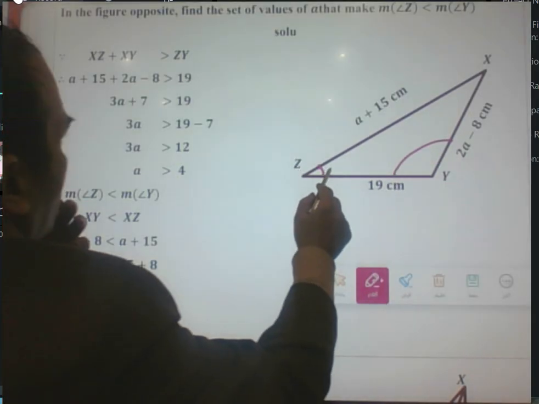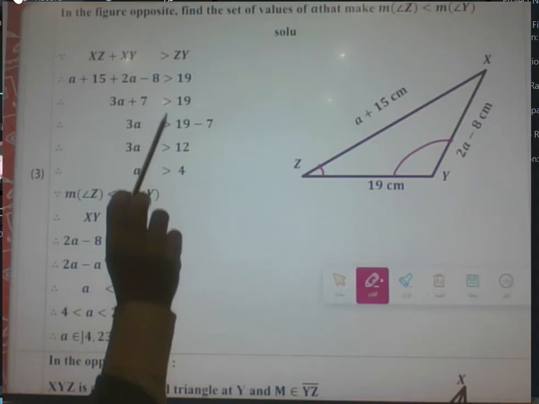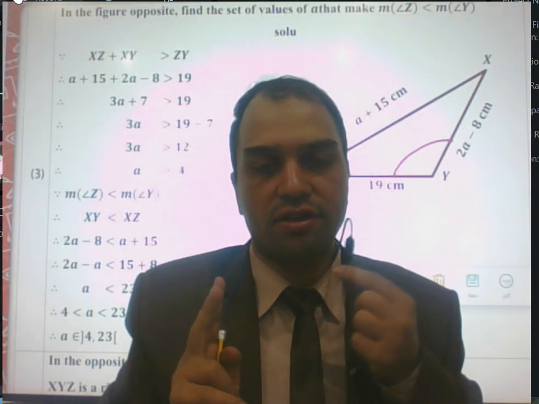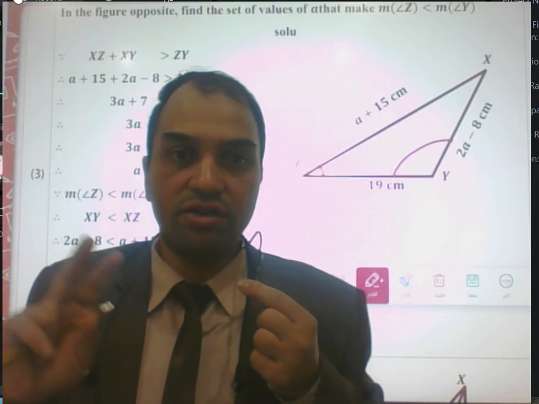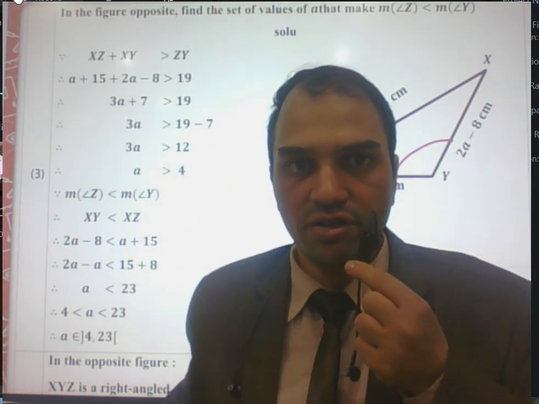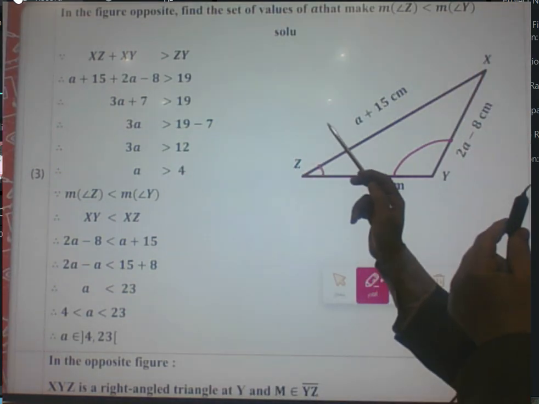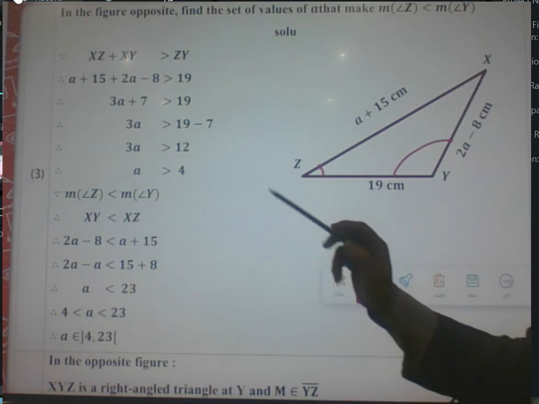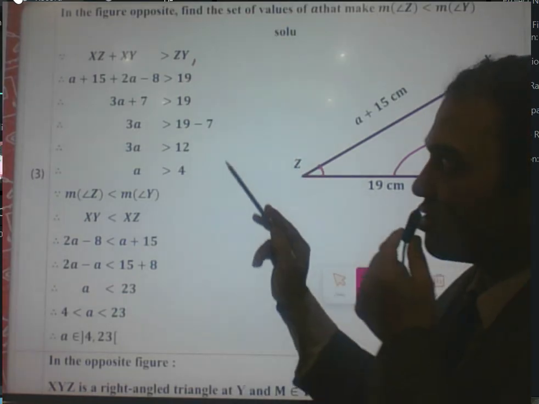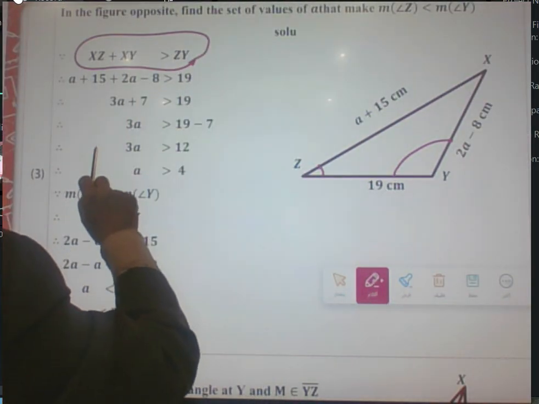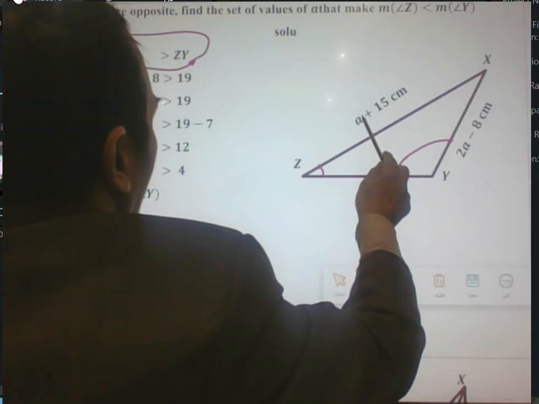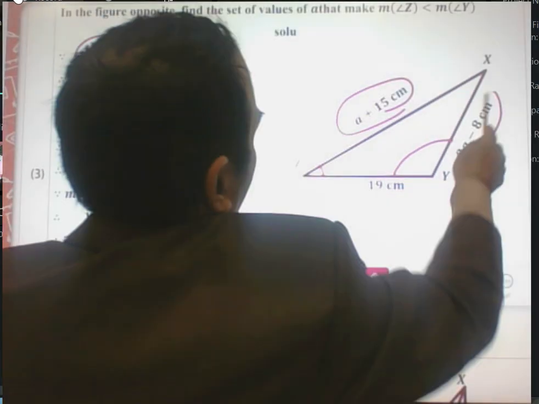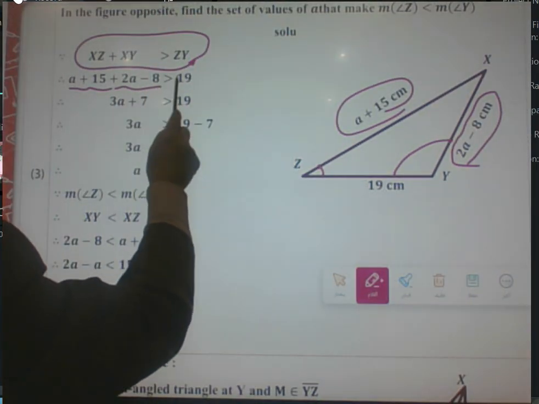First step, we have the relation between 2 sides. We know the sum of any 2 sides in a triangle is greater than the third. It's the theorem in any triangle. If you add 2 sides in a triangle, the answer will be greater than the third. Like this: if we add XZ plus XY, it must be greater than the third, YZ. You must know this rule. Then XZ equals a plus 15, and XY is 2a minus 8.